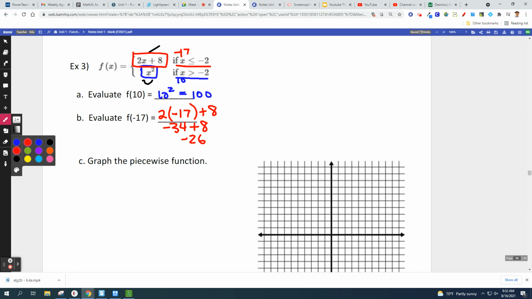What is that, -26? Okay, cool. So graph the piecewise function.